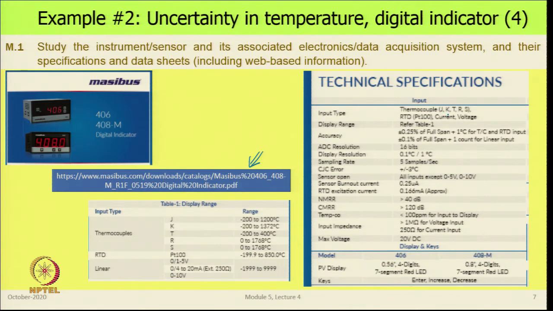It says input type can be J, K, T, R, S thermocouple or RTD PT100 thermocouple or a current input or a voltage input. And the display range is as per this table, it says. So, we are going to look at T type thermocouple. The display range here is -200 to 400 degrees Celsius. Then accuracy, it says for thermocouple plus minus 0.25% of full span. Full span means in this case we are going -200 to 400, which is 600 degrees Celsius. So, 0.25% of 600 degrees Celsius is this thing plus 1 degree Celsius.